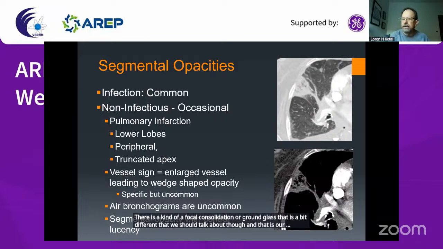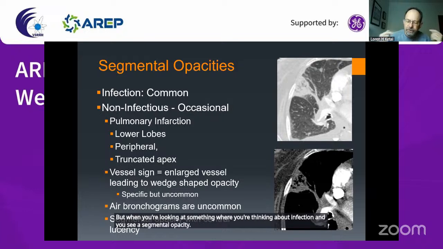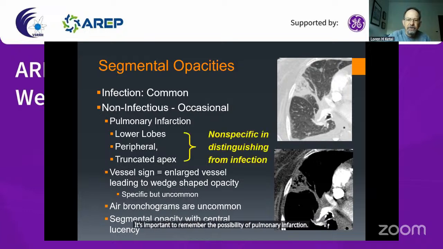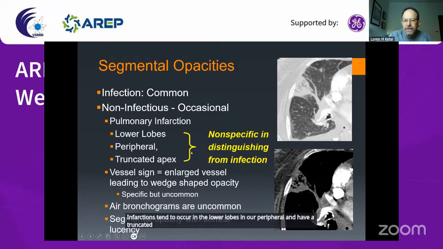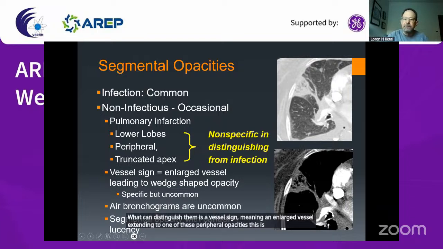They can occur in infection and often do. But when you're looking at something where you're thinking about infection and you see a segmental opacity, it's important to remember the possibility of pulmonary infarction. Infarctions tend to occur in the lower lobes and are peripheral and have a truncated apex. But these qualities really don't distinguish them from segmental infection. What can distinguish them is a vessel sign, meaning an enlarged vessel extending to one of these peripheral opacities. This is pretty specific, but unfortunately not very common.